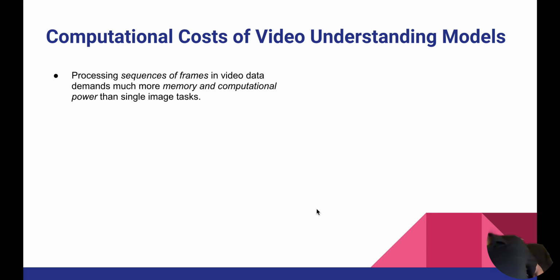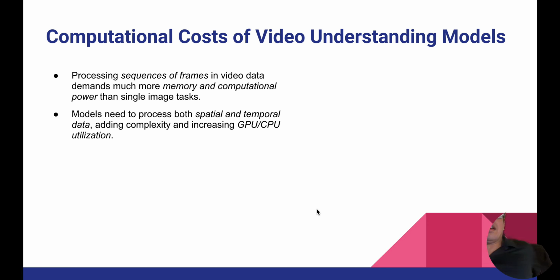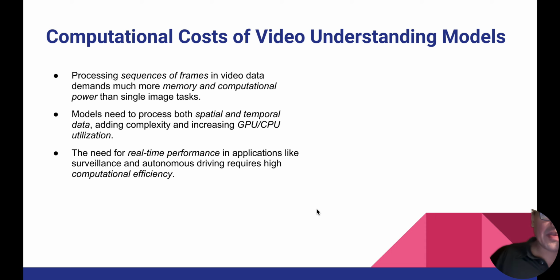So what are the computational costs of video understanding? I've gone over them a little, but processing sequences of frames in video data requires a lot of computational power. Models need to, again, employ spatial and temporal reasoning, and there's going to be a lot more GPU, vector and matrix processing occurring. So essentially, the hardware is going to be much more significant than for plain old image understanding or text understanding. The need for real-time performance in applications like surveillance and autonomous driving requires high computational efficiency.